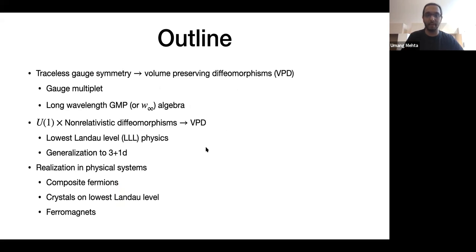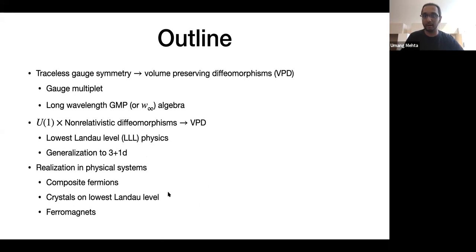Part 2 will be a top-down approach instead, where the same volume-preserving diffeomorphism invariant multiplet and the appropriate couplings will be derived starting from a theory that has a U1 gauge symmetry and non-relativistic diffeomorphism invariance. In particular, this will reveal a connection to lowest Landau level physics, which will allow us to realize this symmetry in various physical systems. And it'll also allow us to generalize this to 3+1 dimensions. And finally, I will talk about the various physical systems this is realized in. For instance, composite fermions in quantum Hall systems, crystals on the lowest Landau level.